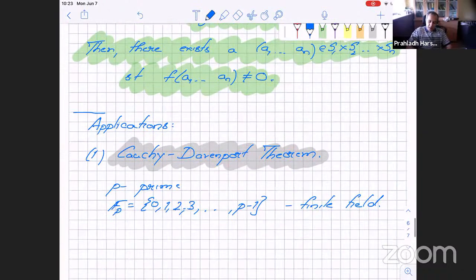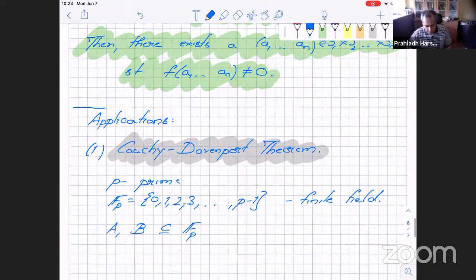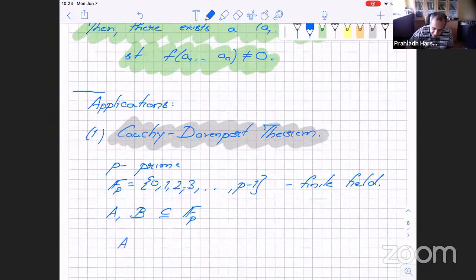And let A and B be two sets. By the way, it's important that this is a finite field and it's a prime field. The statement is going to be false if it's not a finite field, and you'll see shortly why that is false. Let A, B be two subsets of F_P, any two arbitrary subsets of F_P. And I'm going to define the set A plus B.